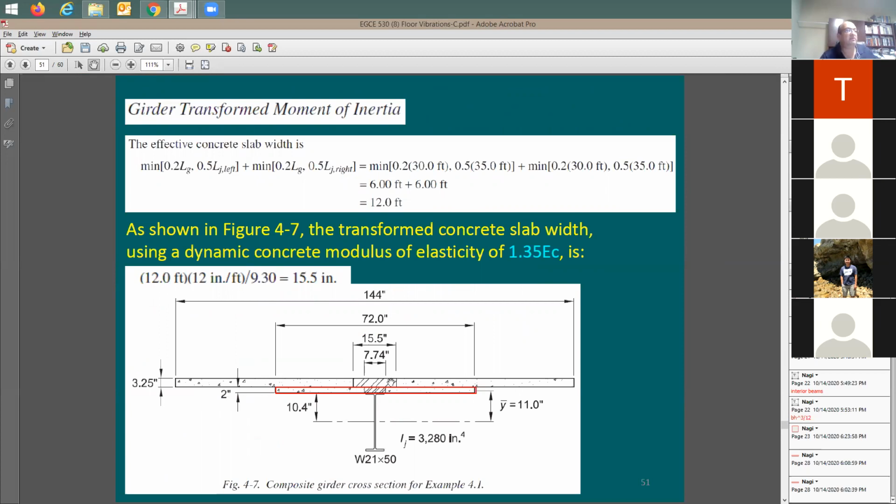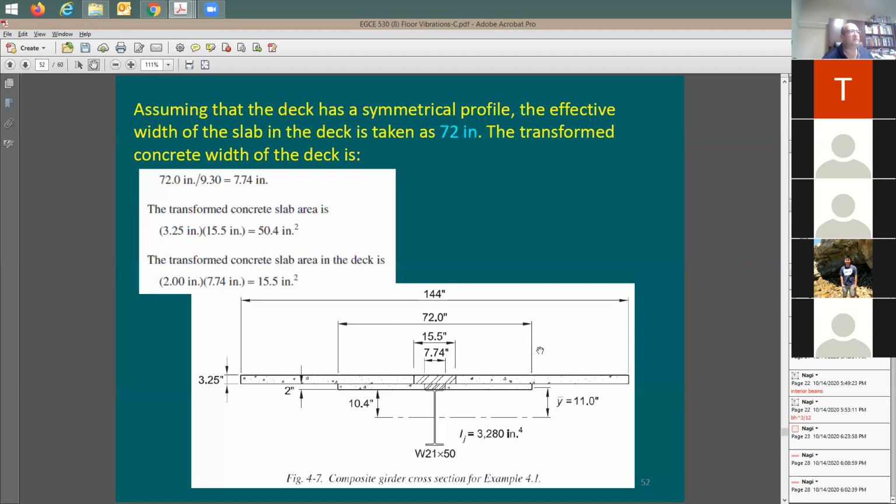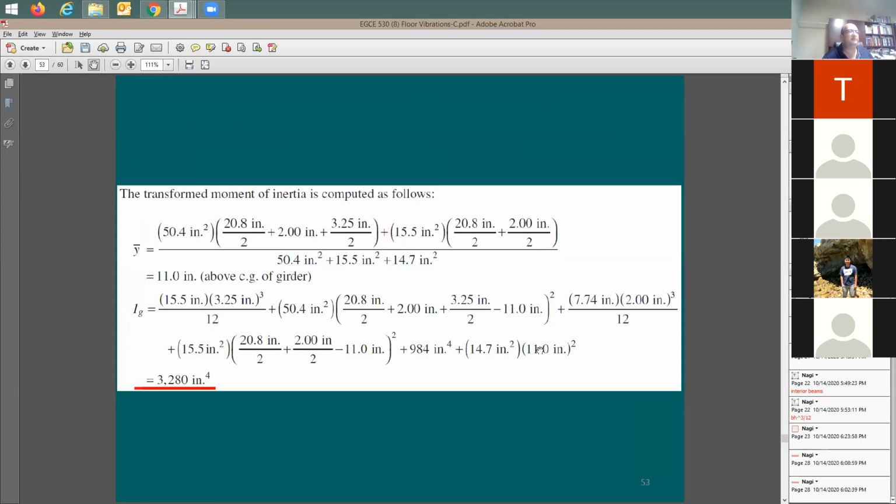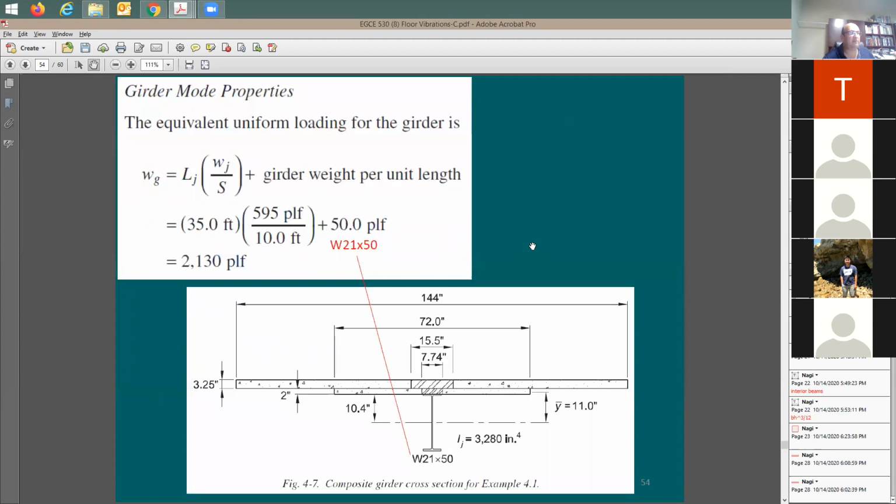So after you find out the transformed section, then you need to find out the moment of inertia for it. You find out the CG, the centroid, and then you find out the moment of inertia for this transformed girder. So what do you do after this? Here's the transformed moment of inertia. I'm not going to be walking you through all of these calculations. You can back check it if you like. It's going to be a good practice.